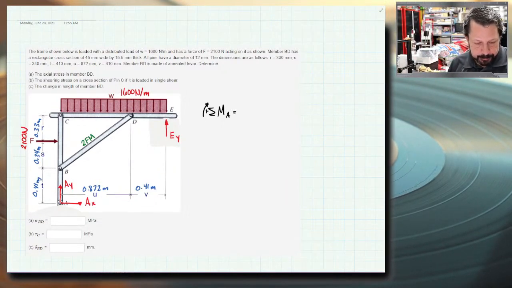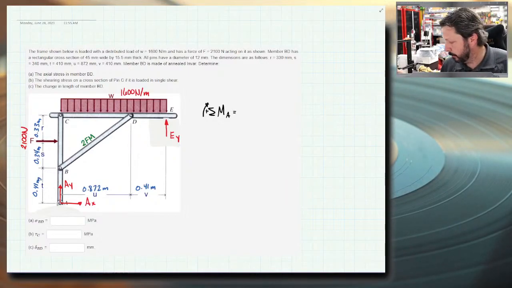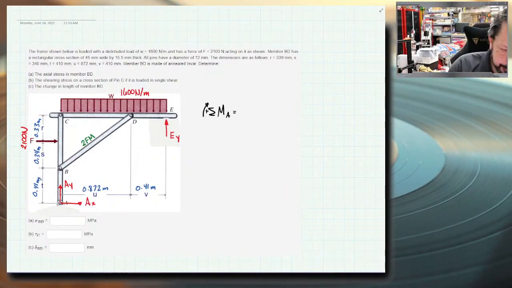All right. Actually, it may not have mattered because of what I'm going to do in this case. Oh, it would have mattered because it would have changed the angle of BD, which would have been bad for us later on.